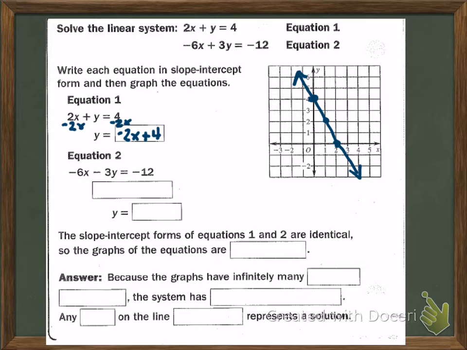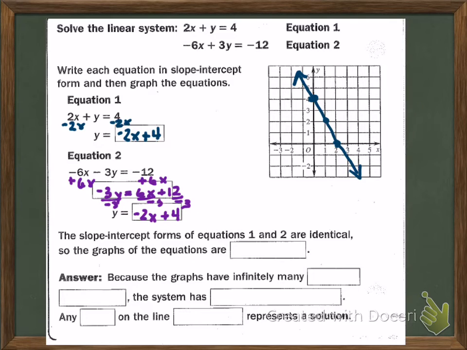Then we go back to the second equation. We also need to put that into slope-intercept form. So we would start by adding 6x to both sides. That's going to give me negative 3y is equal to 6x plus 12. But the y's not by itself yet. We have one more step. We need to divide everything by negative 3. And we get y is equal to negative 2x plus 4.